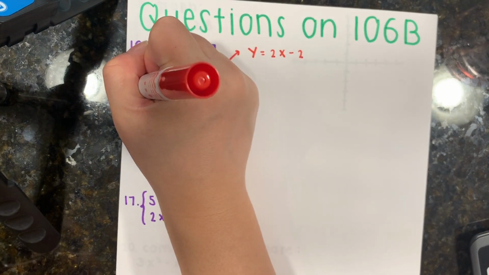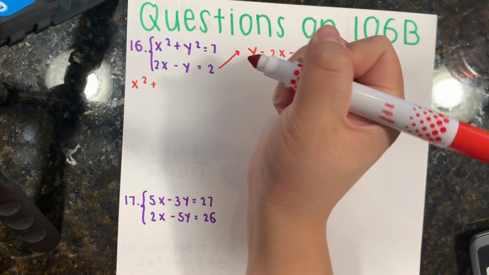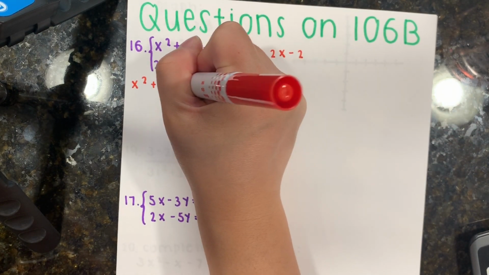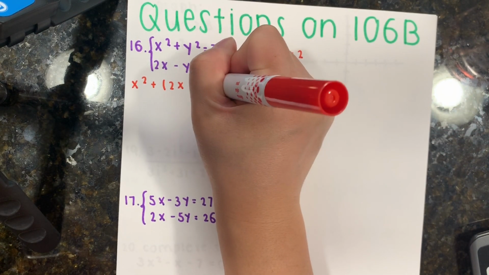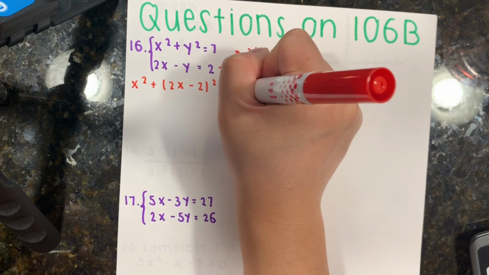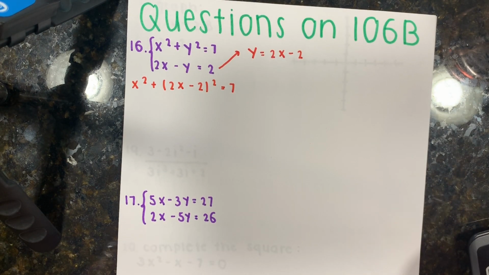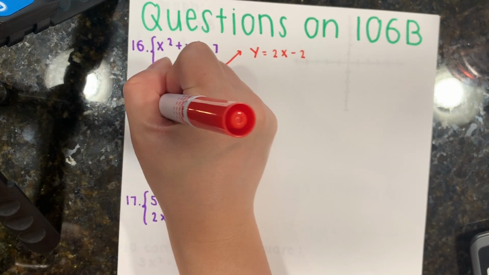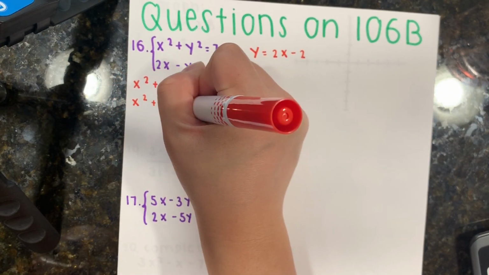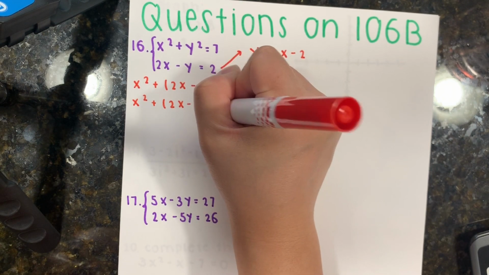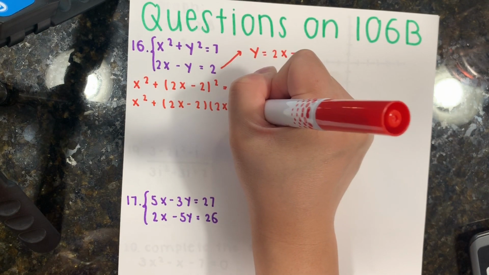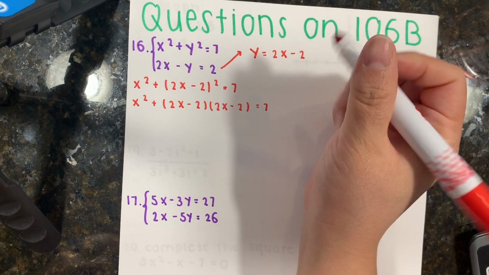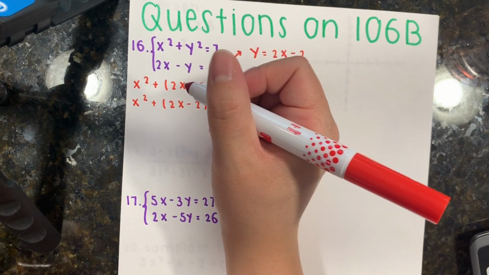So that would become x squared plus (2x minus 2) squared equals 7. I do need to multiply that out, so that would give me x squared plus (2x minus 2) times (2x minus 2) equals 7, and you have to fully multiply that out.